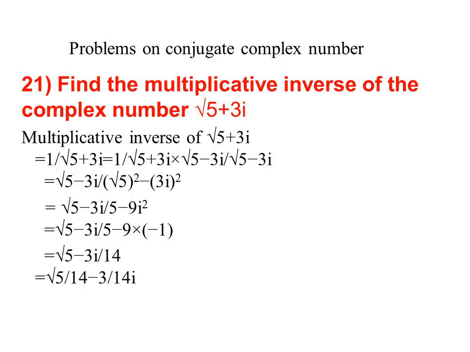There, 1 by root 5 plus 3i into root 5 minus 3i by root 5 minus 3i. We get root 5 minus 3i by root 5 whole square minus 3i whole square. That is equal to root 5 minus 3i by 5 minus 9i square. That is root 5 minus 3i by 5 minus 9 into minus 1. That is root 5 minus 3i by 14. That is equal to root 5 by 14 minus 3 by 14 into i.